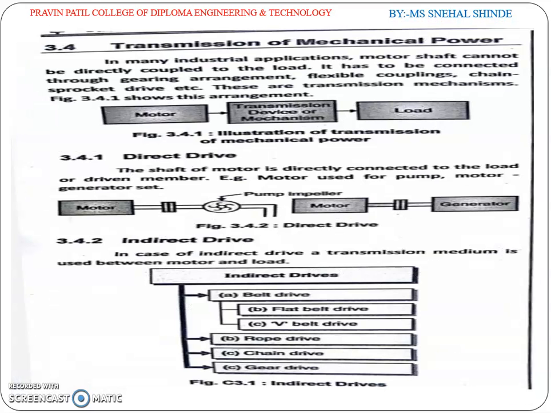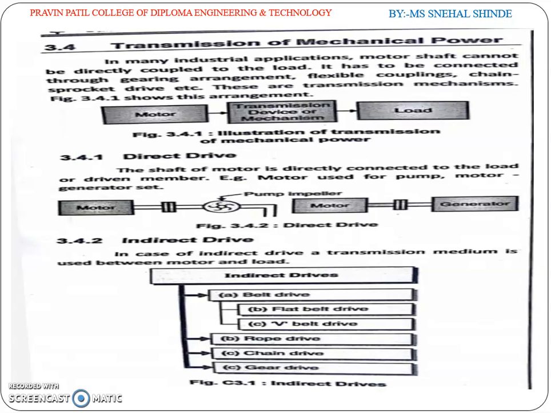Next is the transmission of mechanical power. Here is the illustration of the transmission of mechanical power from the motor, then the transmission device or mechanism, then the load. In many industrial applications, the motor shaft cannot be directly coupled to the load. It has to be connected through a gearing arrangement, flexible couplings, chain sprocket drive. These are transmission mechanisms that show this arrangement.